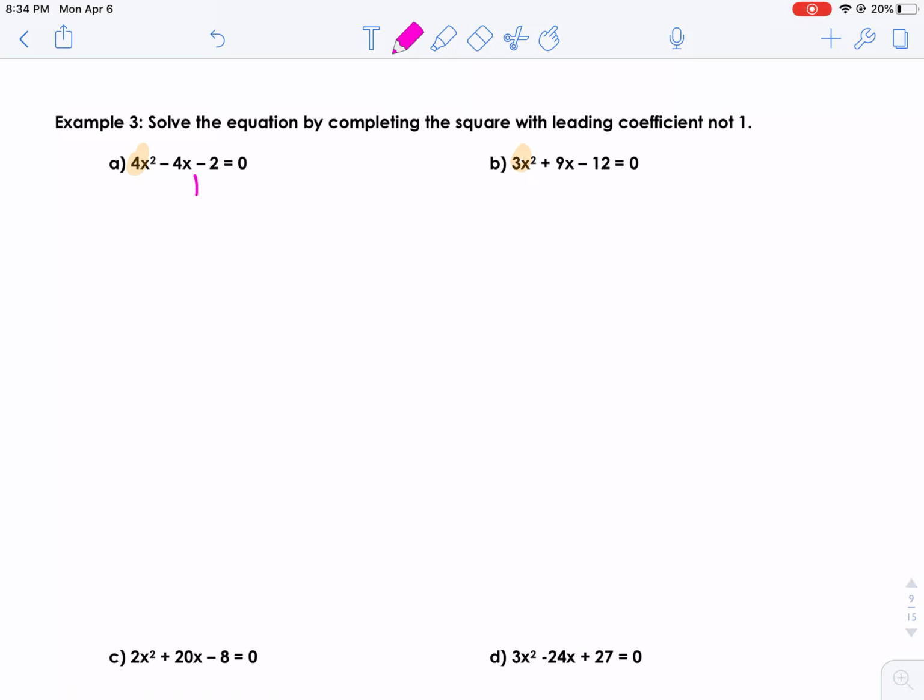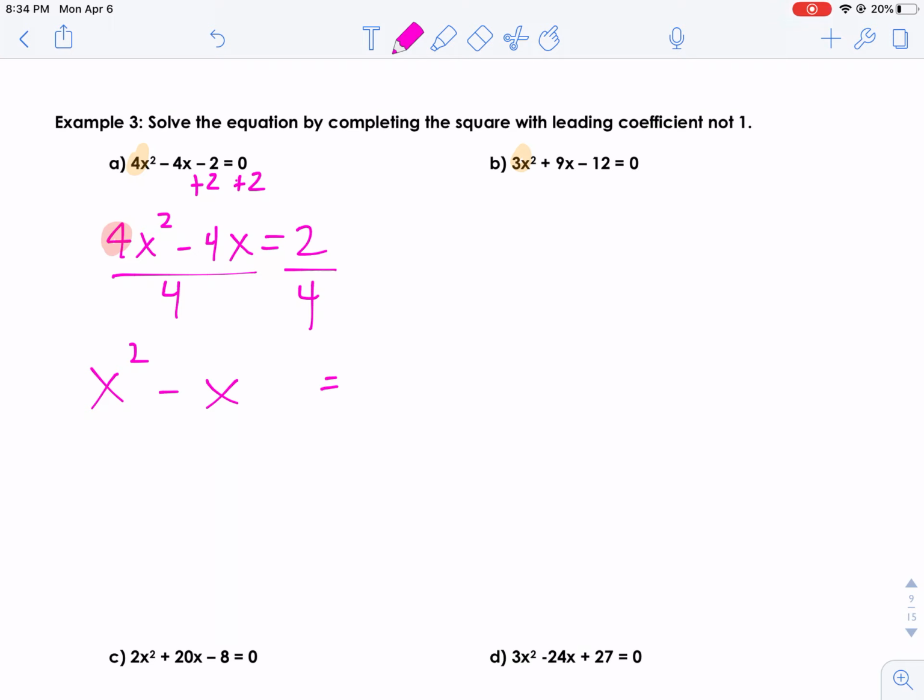So we can start the same way. We can add 2 to both sides. So that gives us 4x squared minus 4x equals 2. Okay, now we need to have a coefficient of 1. So what we're going to do is divide both sides by 4. Again, we're dividing by the leading coefficient, so that 4 technically. Okay, so this gives us x squared minus x on the left-hand side, and then 2 fourths, or 1/2, on the right-hand side.